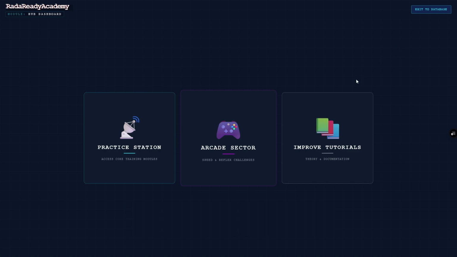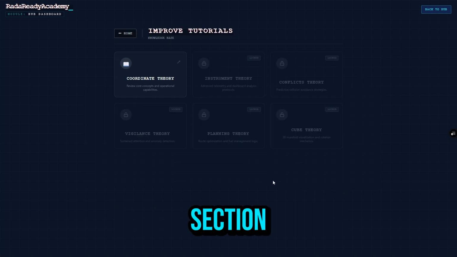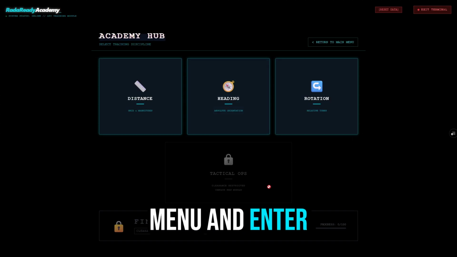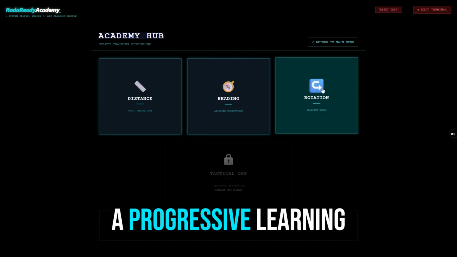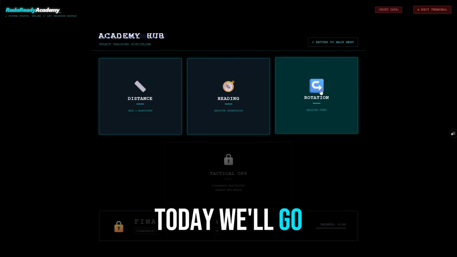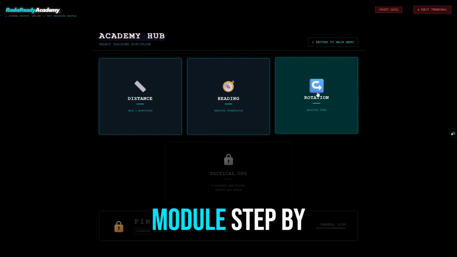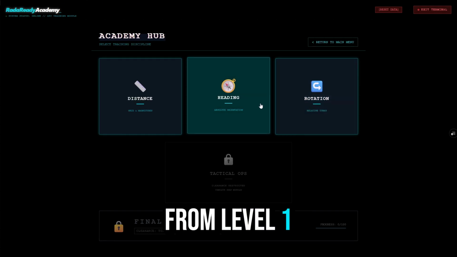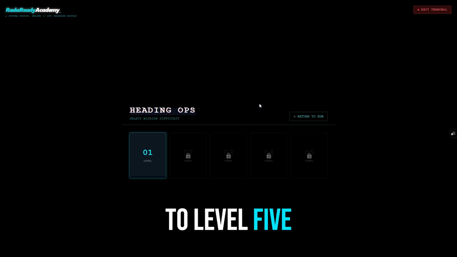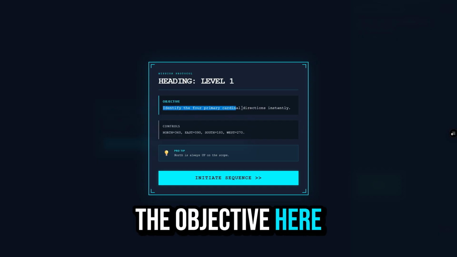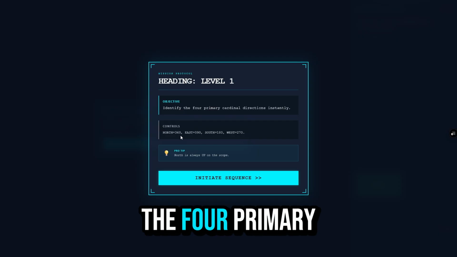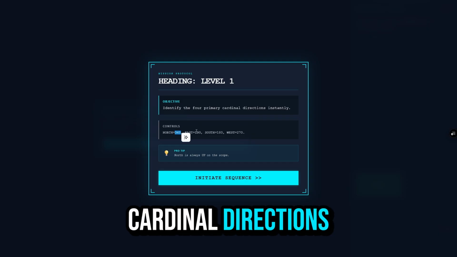Instead of guessing, let's go to the Improve Tutorial section in the main menu and enter the Academy Hub. Here, we've built a progressive learning system. Today, we'll go to the heading module, step by step from level 1 all the way to level 5. Let's start with level 1. The objective here is to easily identify the 4 primary cardinal directions.